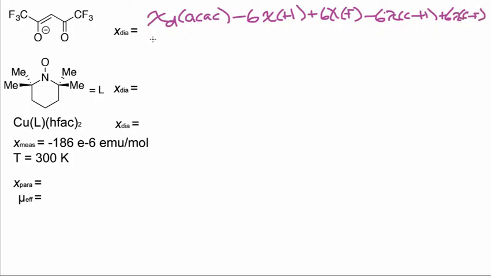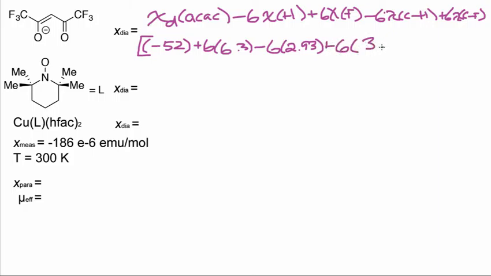So if we look at the chart, we can start filling in all of these different values to calculate the diamagnetic correction that we're looking for. In the case of the hfac, we'll get negative 52 plus 6 times 6.3 for the fluorine. We can then subtract 6 times 2.93 for the hydrogen. Next we're going to add the contributions for the CF bonds, so we'll have 6 times 3.1.